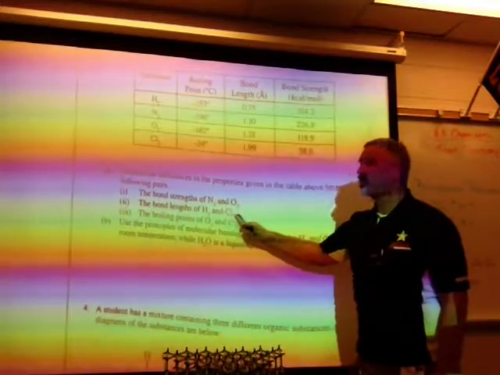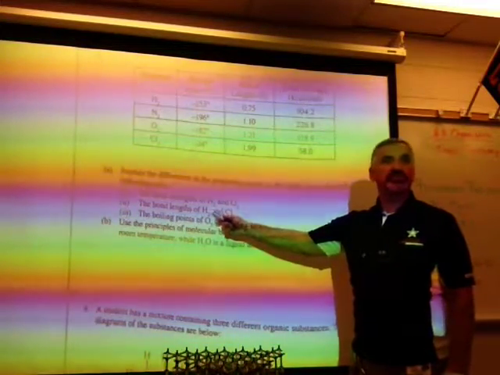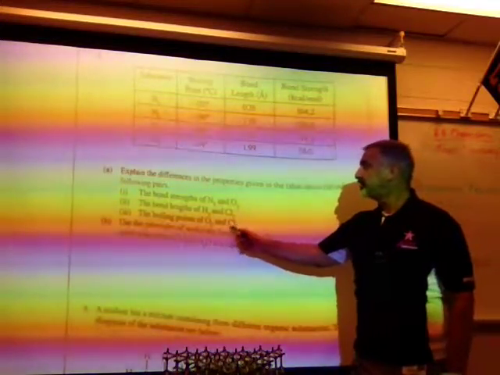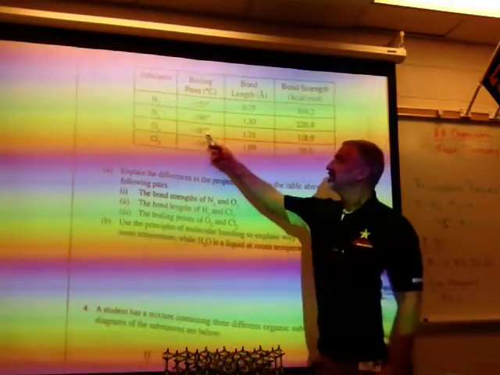The bond length of hydrogen to chlorine. Why is hydrogen so much shorter? It's just way smaller. The boiling point of chlorine versus oxygen.